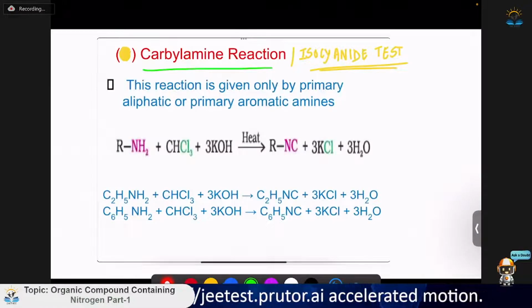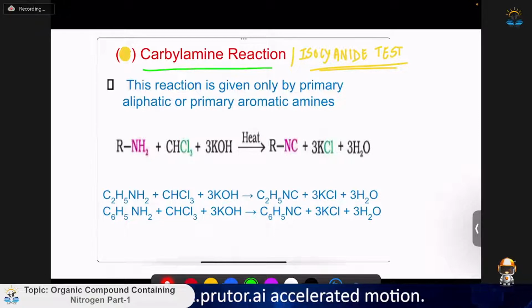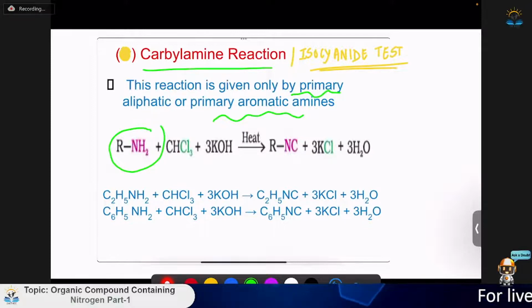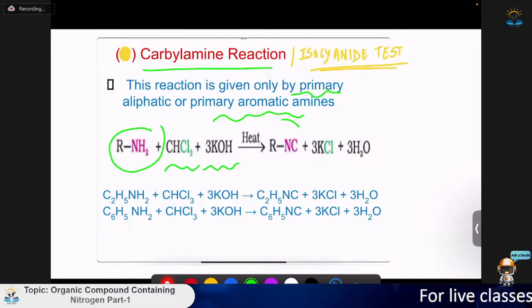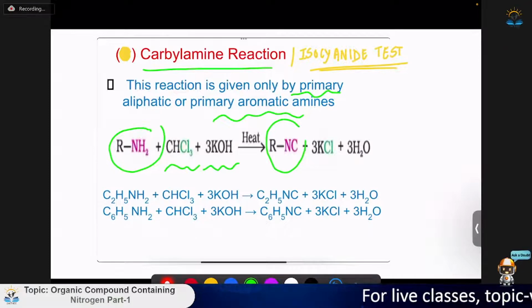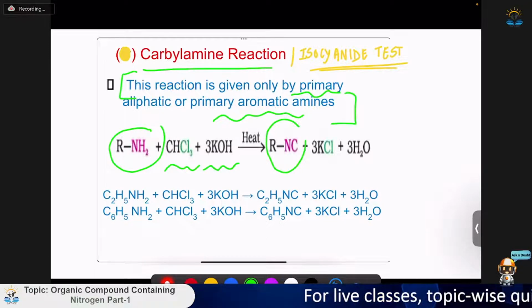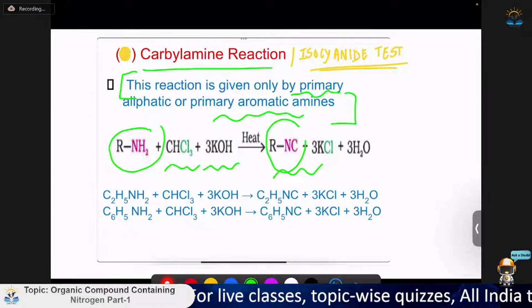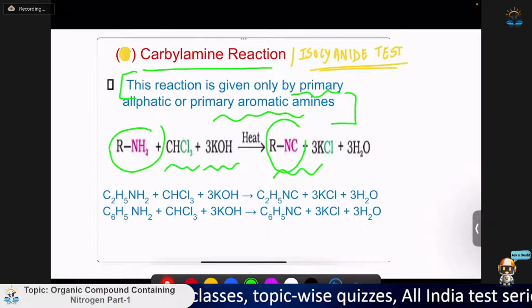Now we come to another named reaction. The carbylamine reaction is only given by primary aliphatic and primary aromatic amines. In this we take the primary amine and react it with chloroform and KOH in the presence of heat to form alkyl isocyanide. So the first point to remember is that alkyl isocyanide is formed and it has a foul smell, and this is how we recognize that the given compound is either a primary aliphatic or primary aromatic amine.